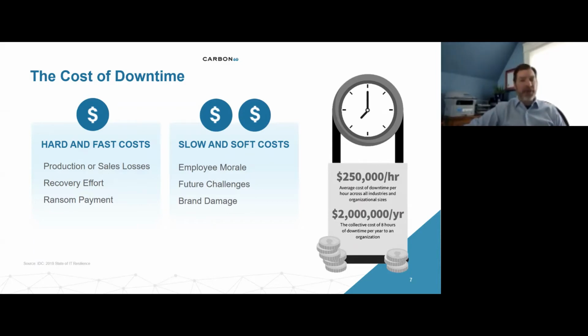Recovery effort is another one. What's it going to take for me to do this? Recovery effort may involve other consultants, an effort outside of your own staff, including your own staff. So you have to factor in that recovery effort as part of what I call the hard and fast cost.